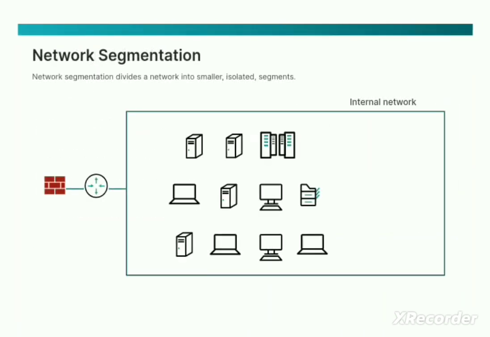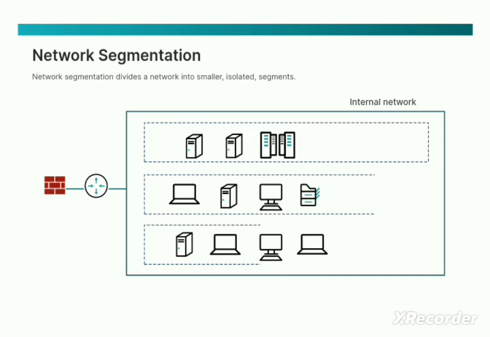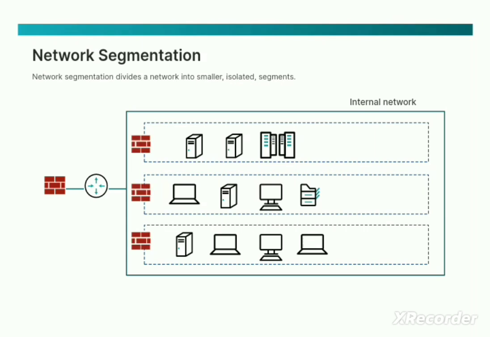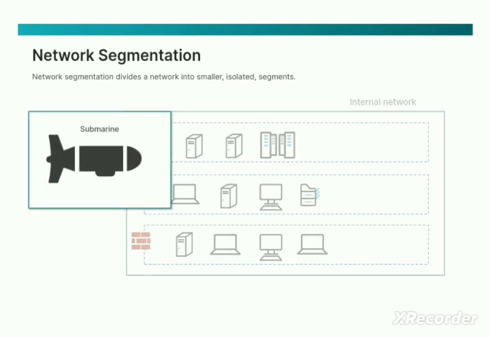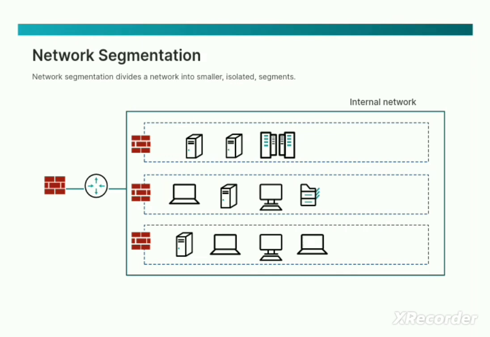Network segmentation divides a network into smaller, isolated segments. This allows IT managers to better control and protect a large network from breaches or malfunctions. Compare network segmentation to a submarine. The different compartments in a submarine are isolated from one another, so if one becomes flooded, the others remain safe and dry. In a network, devices and applications with similar functions are grouped together for easier management.